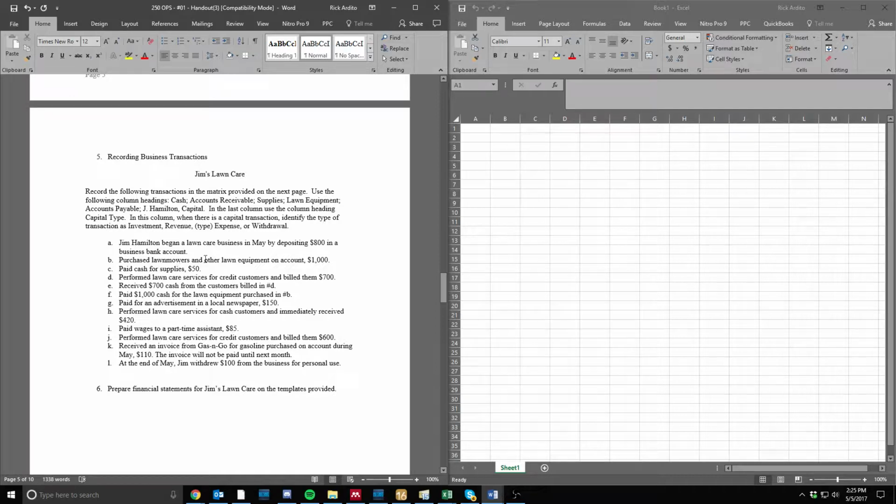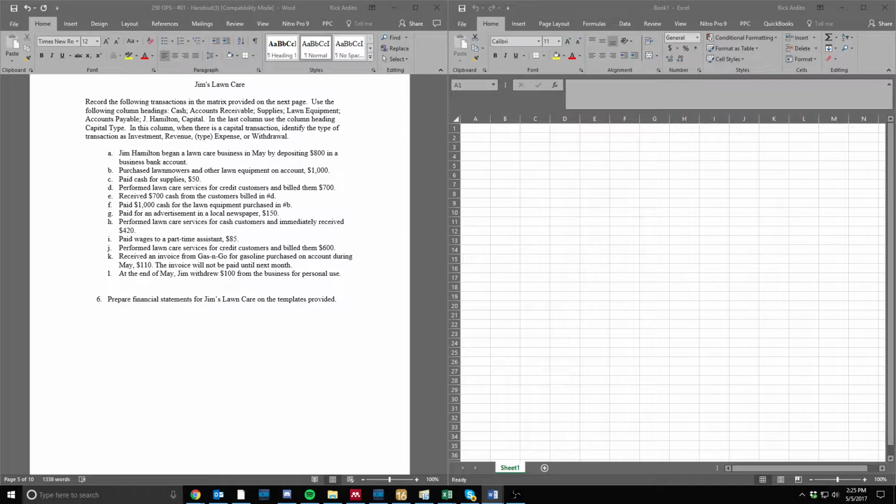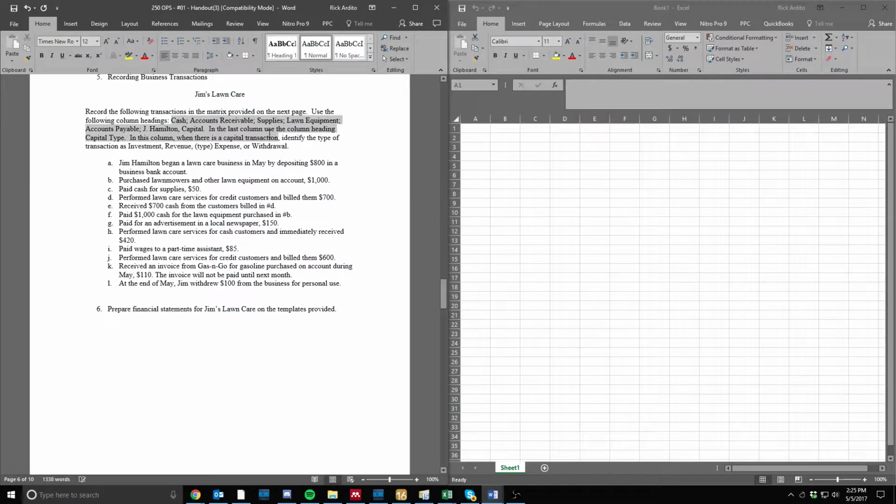Now, something we have to understand is how to record some transactions. Okay, so we are going to go ahead and record a few of these transactions, but I'm going to use Excel because I think it's a little bit easier than writing into here. So we're going to record these following transactions, and we're going to talk about what sort of accounts we're going to use in doing this. So these are the accounts that the example gives us to use. We're going to use any of these accounts: cash, accounts receivable, supplies, lawn equipment, accounts payable, and J. Hamilton Capital.